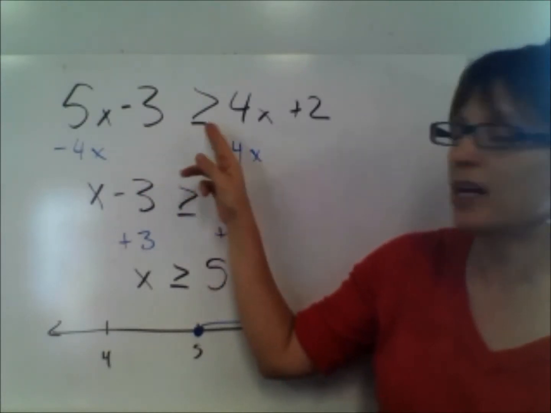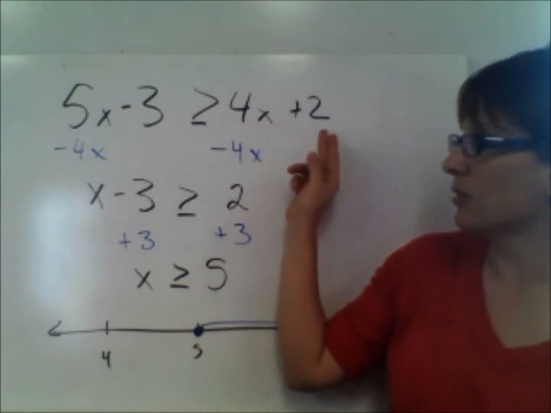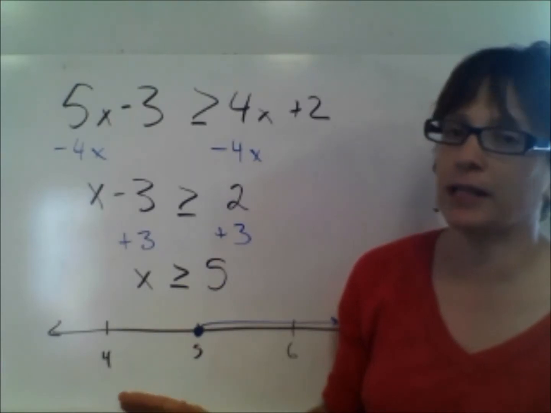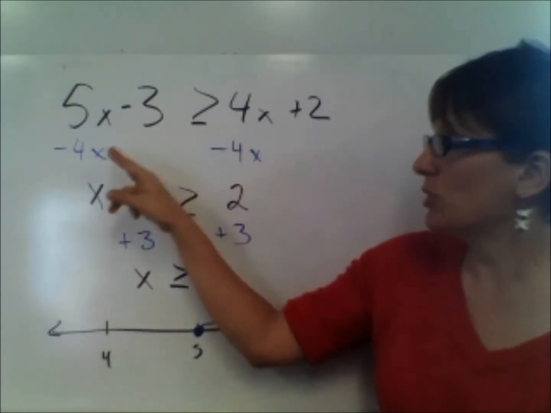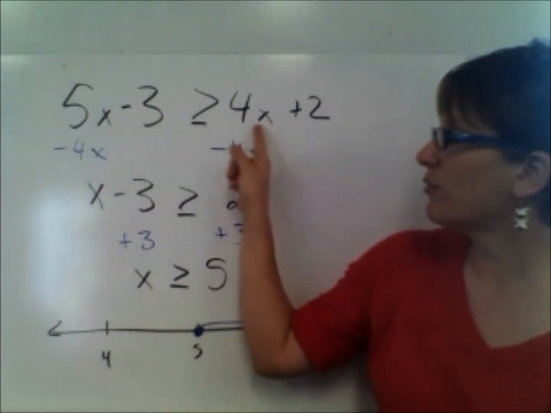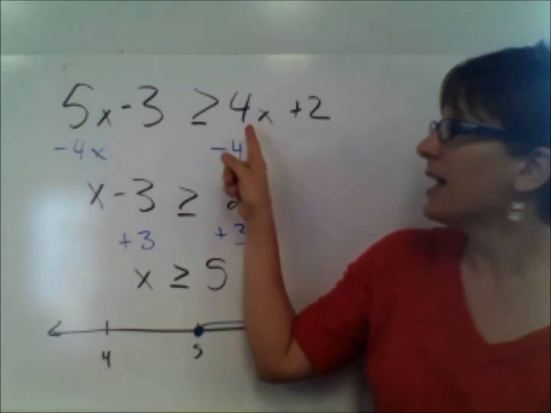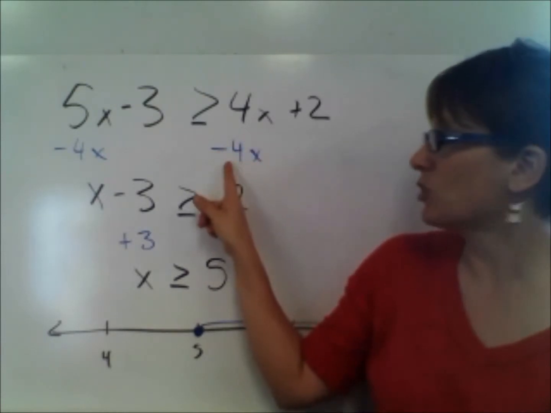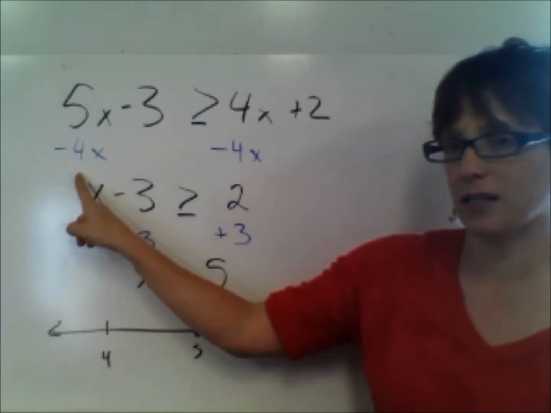(5x - 3) is greater than or equal to 4x + 2. My first step is to combine like terms. I choose to move the smaller of my two x's. 5x, 4x, I'm going to move this one. It's positive, I move it by subtracting 4x, subtract 4x.